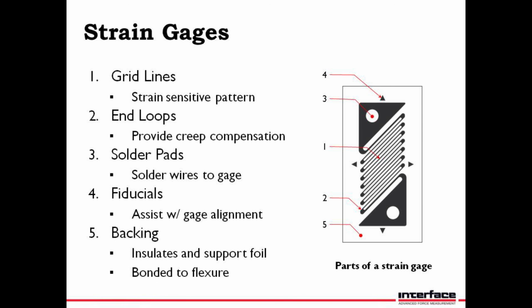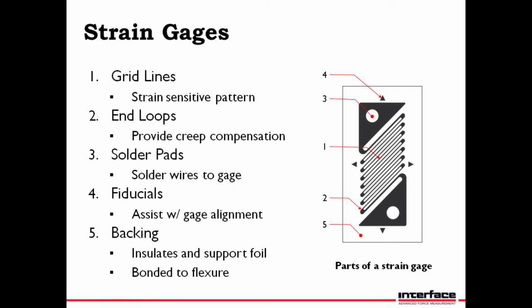Moving on, let's talk a little bit about the strain gauge. Here we have an image of the basic features of a strain gauge. Number one is pointing to the grid lines, which are the strain sensitive pattern that measures the magnitude of the deformations along the flexure. Number two points to the end loops. The end loops are designed to particular dimensions in order to provide for creep compensation. Number three are the solder pads where electrical connections are made.